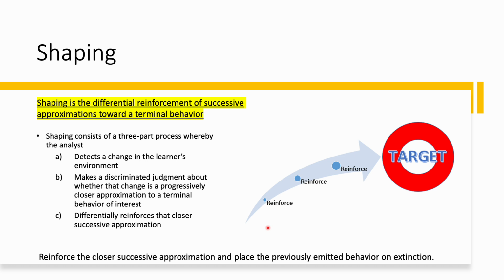Well, that's an approximation. It's close, but it's not quite the word apple. So we need to detect the change in the learner's environment, right? What response can they engage in? We can reinforce that. And then we want to see, well, okay, once I've reinforced this particular behavior, they can engage in the p sound. Can we push them a little bit further? What other sounds can they make?